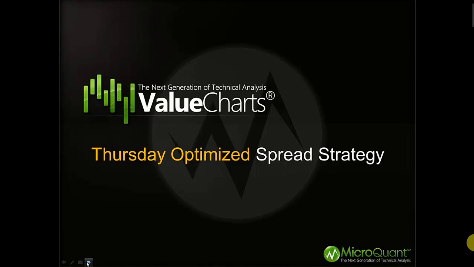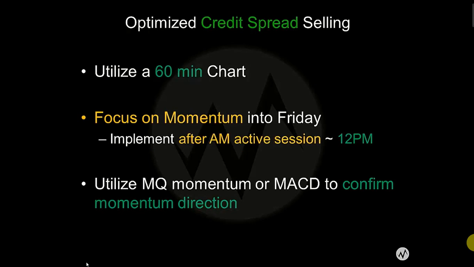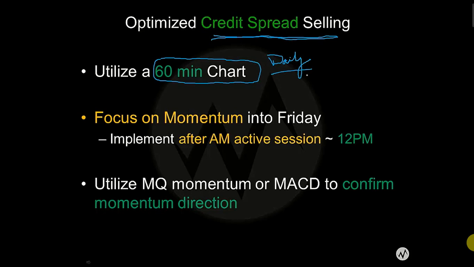Again, the strategy, the 11-hour strategy, is an optimized credit spread selling strategy. Again, focus on the 60-minute chart. That is the primary driving chart. But it's okay to use the daily as a backup, as a longer term time frame to help you say, hey, look, daily's going up. The 60-minute opportunity is also up.